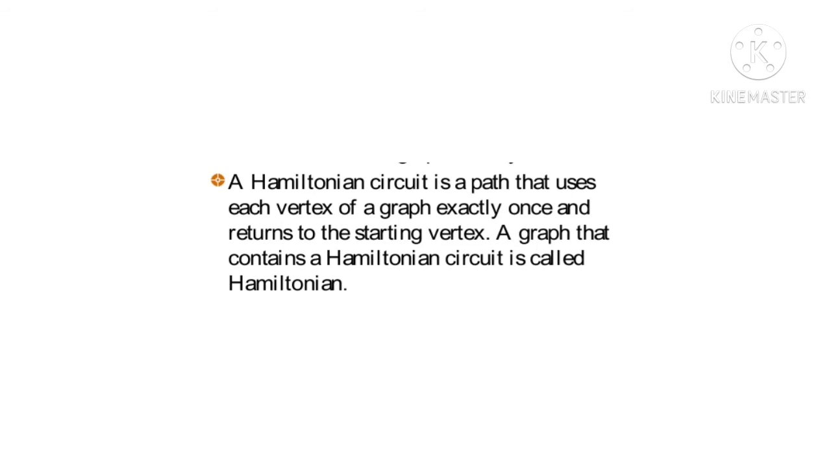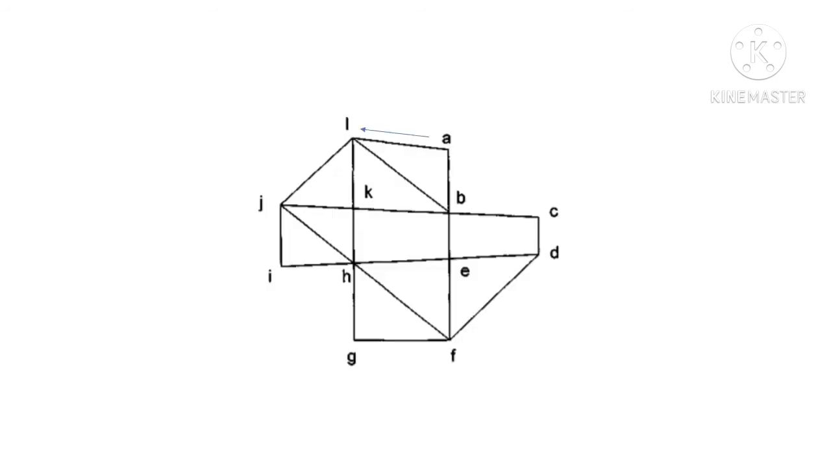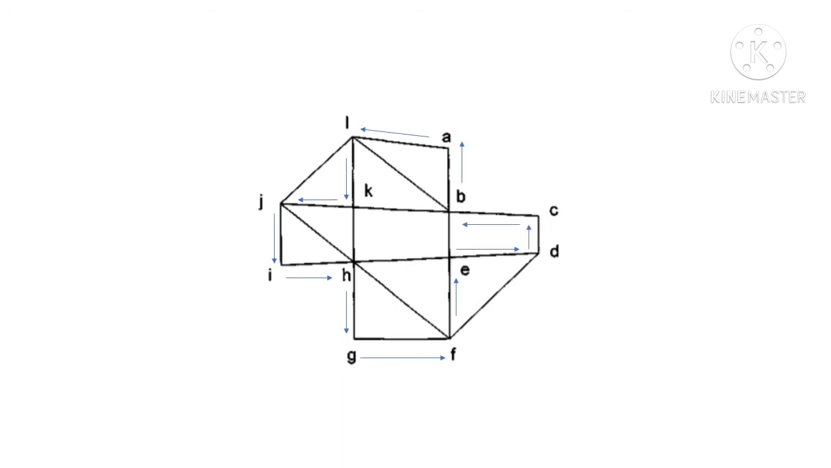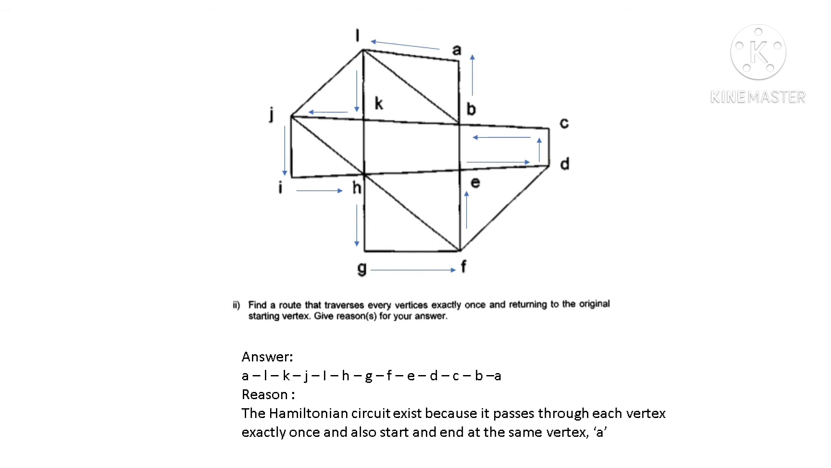So we take A for the start. From A it goes to L, to K, to J, to I, to H, to G, to F, to E, to D, to C, to B, and finally to A. So the answer is ALKJIHGFEDCBA, and the reason is that the Hamiltonian circuit exists because it passes through each vertex exactly once and also starts and ends at the same vertex, which is A.